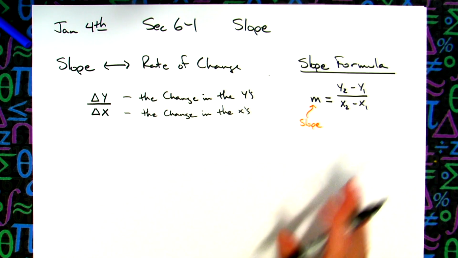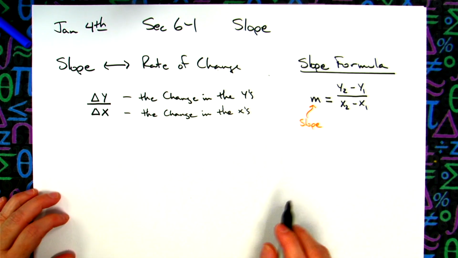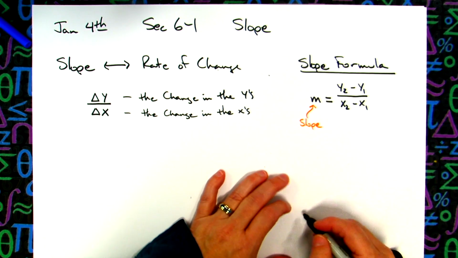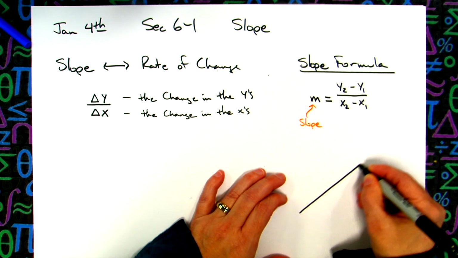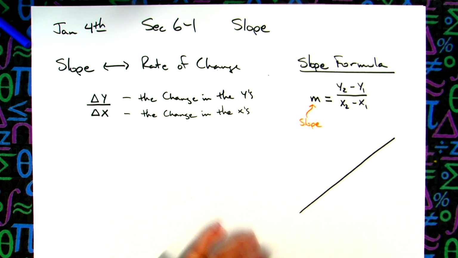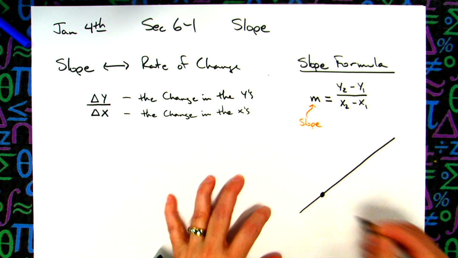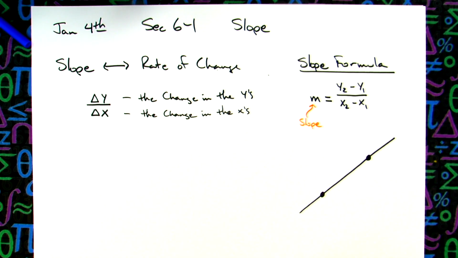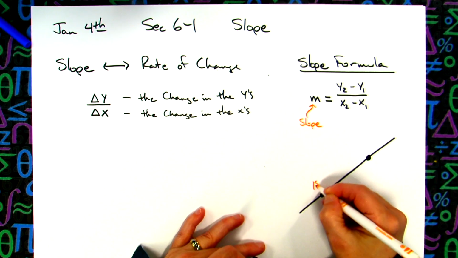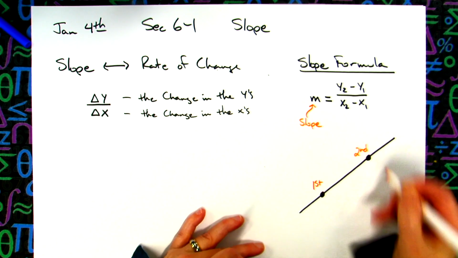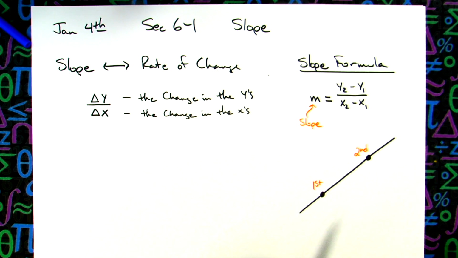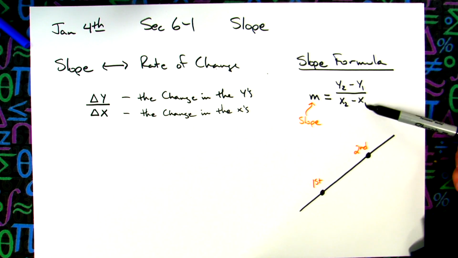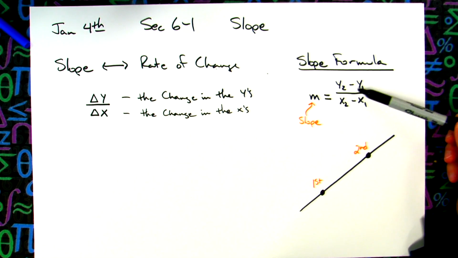Now, what is this formula based on? Let's draw a pictorial example of this. I have some line, and on that line I would have 2 points. So I might have a point right here, and a point right here. It doesn't matter which one is which. I could call this my first point and this my second point. It's important to know which one is the first and which is the second, because see these little 1s and 2s? Those indicate which point it is.